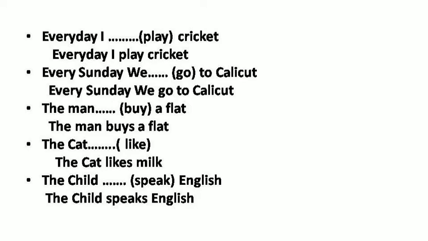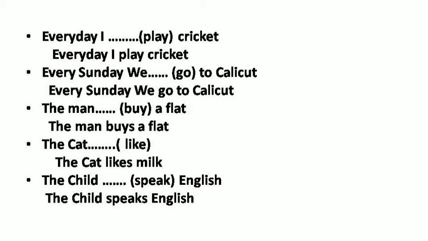The man dash buy a flat. The man is a third person singular subject, so we have to add does along with buy. Does plus buy here becomes buys. The man buys a flat. The cat dash like milk. In this sentence, the cat is a third person singular subject, so we have to add does along with like. Thus it becomes the cat likes milk.